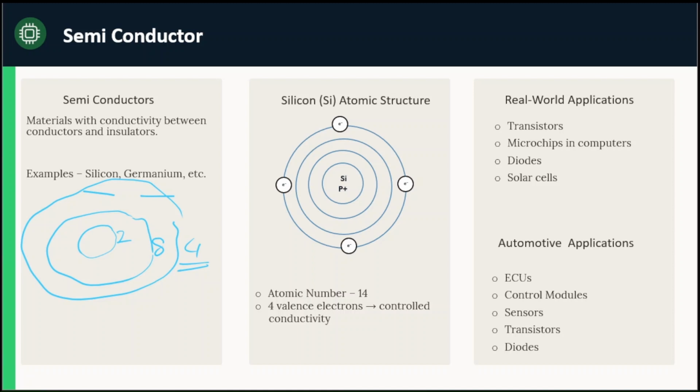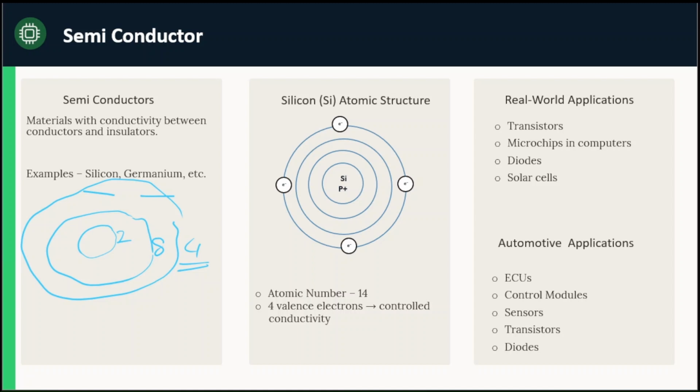What are the applications for semiconductors? You might have heard many times about semiconductors. A lot of applications are there. We are using them in transistors. What is a transistor? We will learn it later. Microchips in computers, understand that. We won't be learning it in this lesson or maybe in this series, but if the chance comes, we will learn. And you might have heard about diodes and solar cells. These are real world applications. We are using semiconductors in our control modules, engine control modules, and some of the sensors, transistors and diodes.